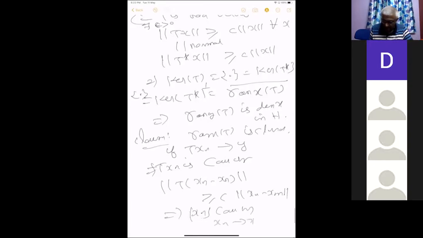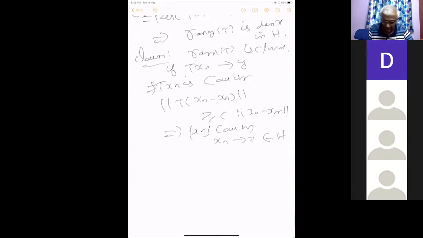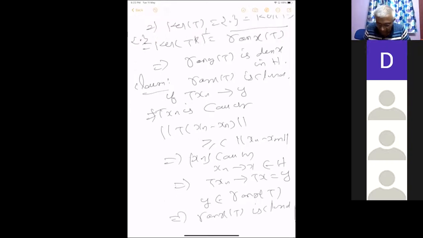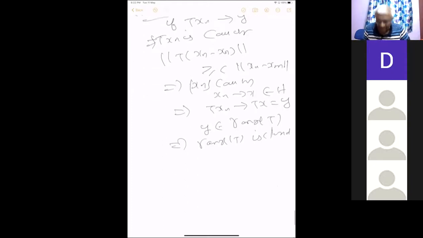Xn converges to x in H, since H is a Hilbert space, it's complete. So this implies Txn converges to Tx, but it already converges to y. So y is in the range. So this implies range T is closed. Okay, that's what I've used. I have taken elements Txn in the range of T, and supposed it converges to y, then y also looks like some Tx. So that means range T is closed.